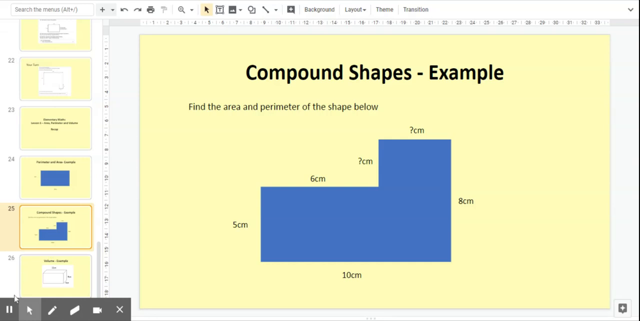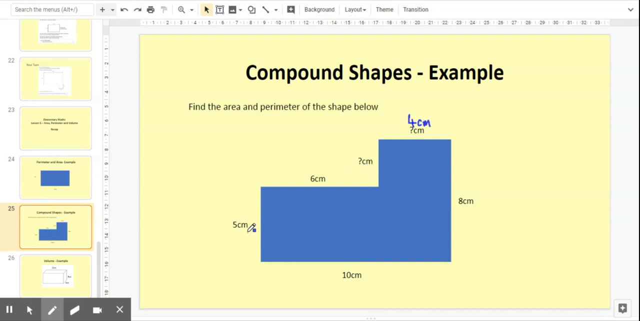The next thing we looked at was how we could find the perimeter and area of compound shapes. So often you'll be given missing sides, so we have to work those out first of all. So if we see it's 10 centimeters across the bottom, and this is 6, 6 plus whatever is here has to equal 10. So that's going to be 4 centimeters.